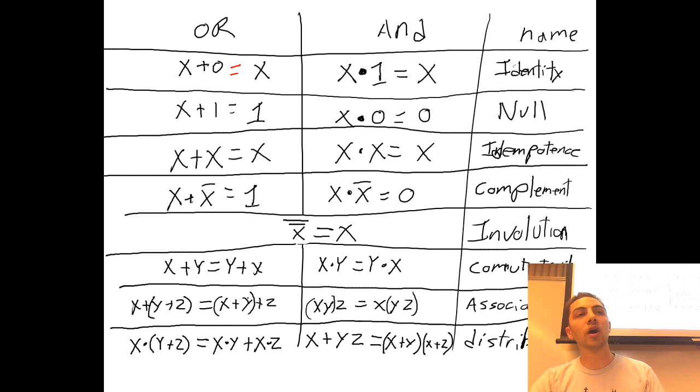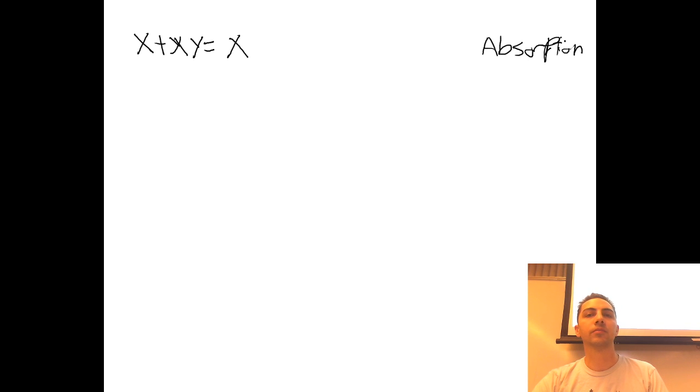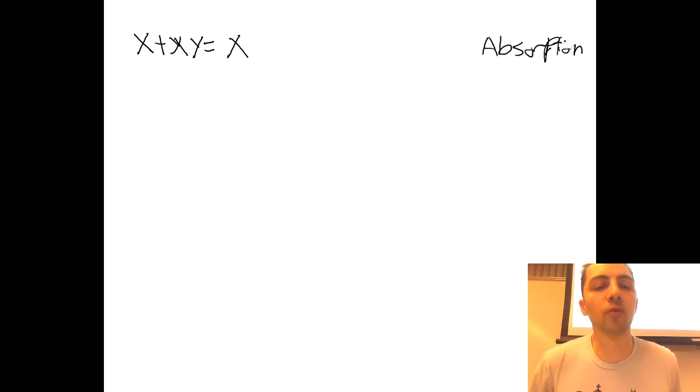There is one more set of laws that we work with, and we'll go through those now. Absorption. The absorption property says that if you have x OR xy, that's the same as x. That might seem a bit counterintuitive to you. How can you just get rid of y?